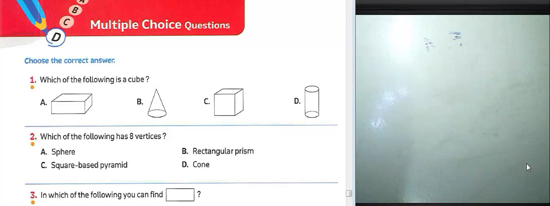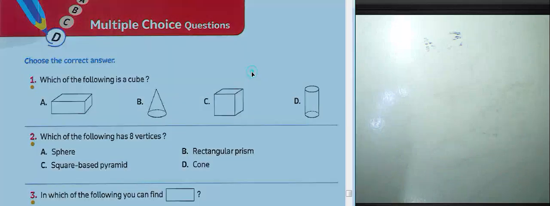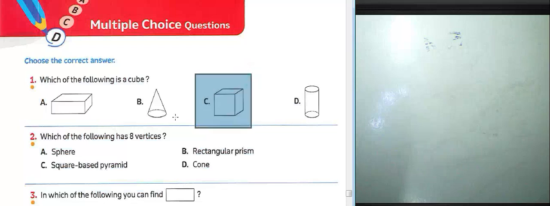Today we will solve questions about Unit 11 from the Muaser book. Multiple choice questions. Number 1. Which of the following is a cube? We must choose the letter C. It's cube, cuboid, cone, cylinder.